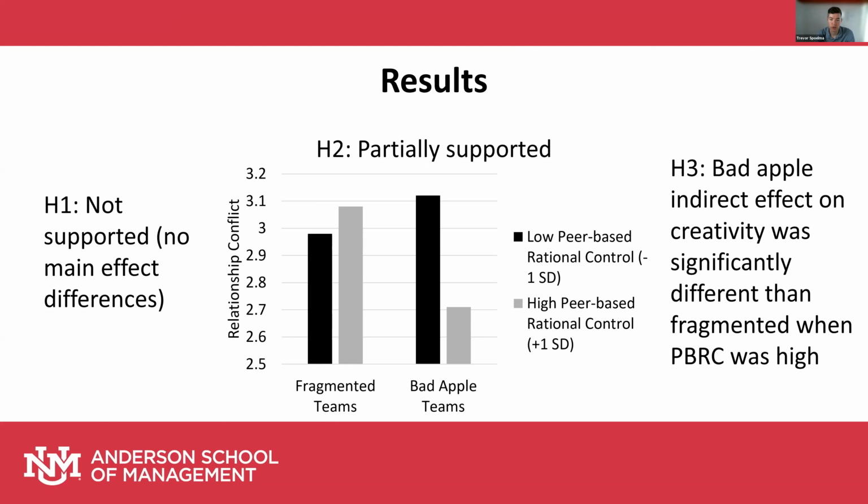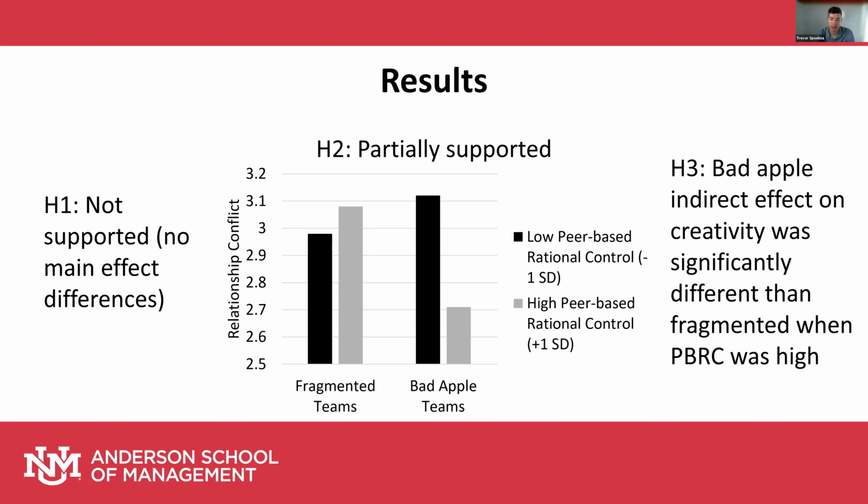We didn't find support for our first hypothesis. There were not mean differences in relationship conflict between fragmented and bad apple teams. However, we did find partial support for our second hypothesis. As you can see by this interaction plot, in bad apple teams with high peer-based rational control, conflict was significantly lower than teams in all other conditions.